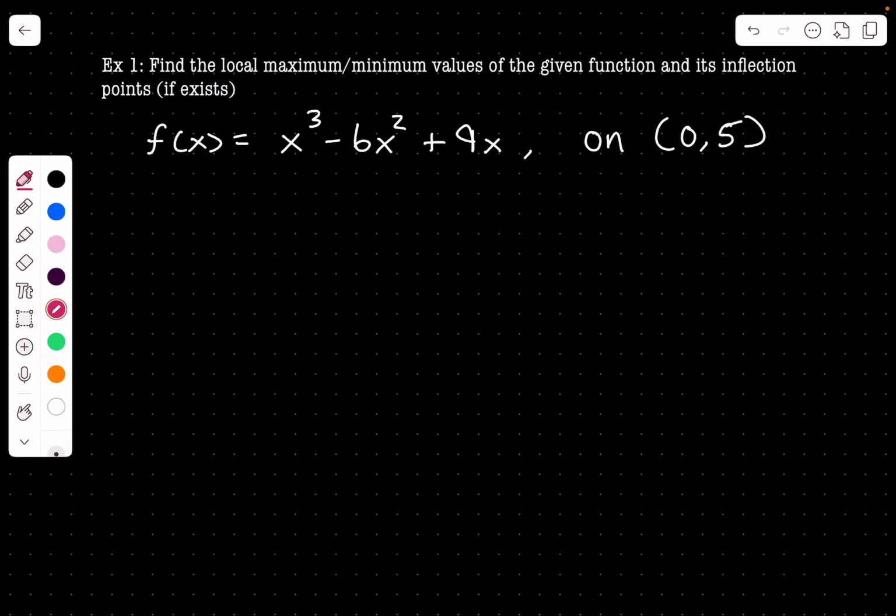We are given the following function. f of x equals x to the third power minus 6x squared plus 9x on the given interval. Remember, this is an open interval. Okay, therefore those endpoints that they're giving us aren't endpoints. They're not even included. It says find the local maximum and minimum values of the given function and its inflection points if they exist, right? Our first step is going to be finding the first derivative.